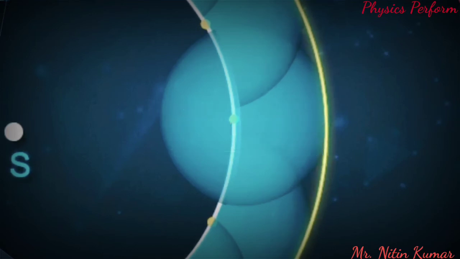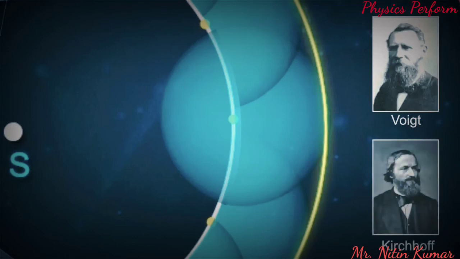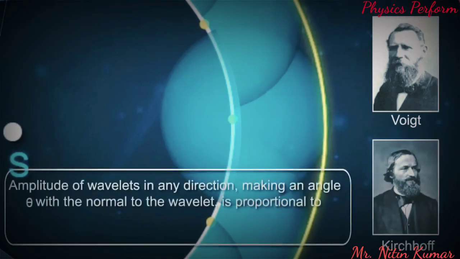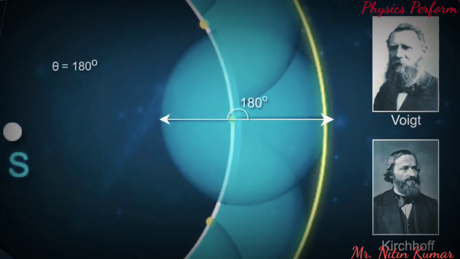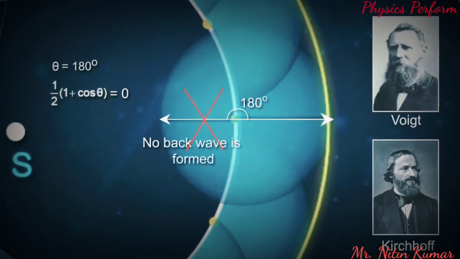Later, Voigt and Kirchhoff mathematically proved that the amplitude of wavelets in any direction making an angle theta with the normal to the wavelet is proportional to 1 by 2 into 1 plus cos theta. Since theta for a back wave is 180 degrees, the factor 1 by 2 into 1 plus cos theta will be equal to 0. That is why there is no back wave formed.